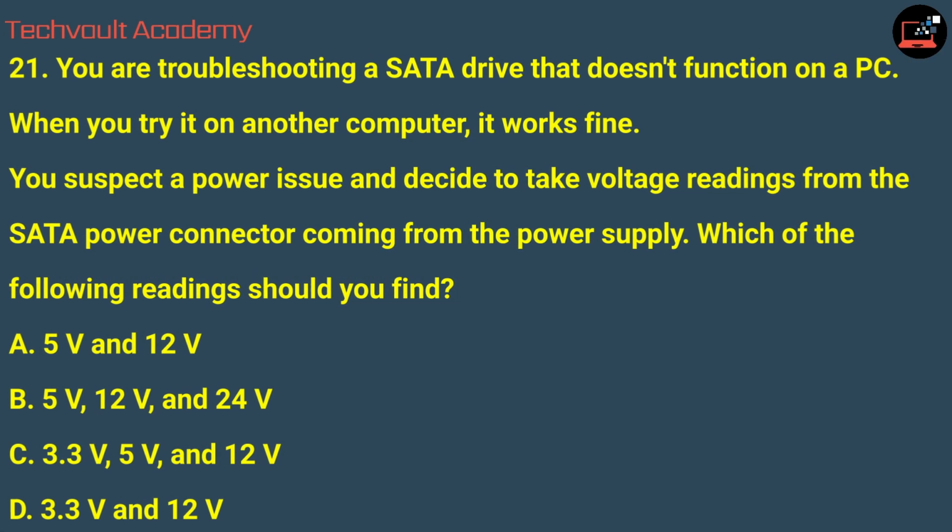21. You are troubleshooting a SATA drive that doesn't function on a PC. When you try it on another computer, it works fine. You suspect a power issue and decide to take voltage readings from the SATA power connector coming from the power supply. Which of the following readings should you find? A. 5 volt and 12 volt. B. 5 volt, 12 volt, and 24 volt. C. 3.3 volt, 5 volt, and 12 volt. D. 3.3 volt and 12 volt.